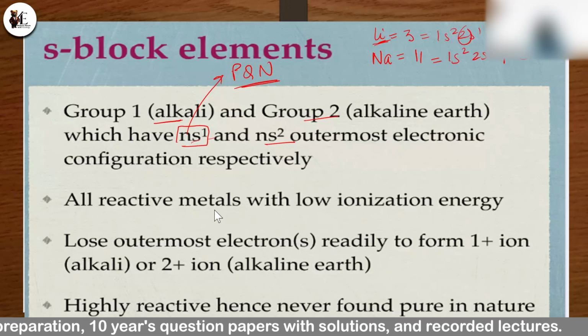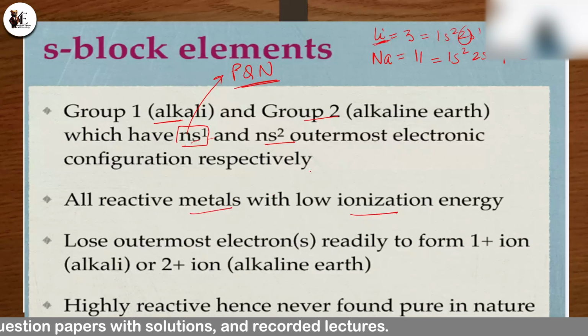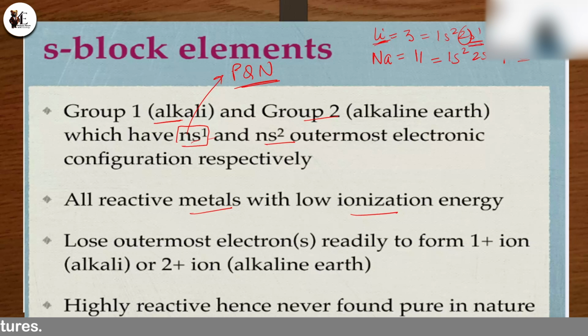Then we have studied that all the reactive metals have low ionization energy. Why are they reactive? Because they have only one electron in their outermost shell. Every element wants to achieve stability. They want to lose their electron and want the outermost shell to be completed by 8 electrons. So they are reactive metals.